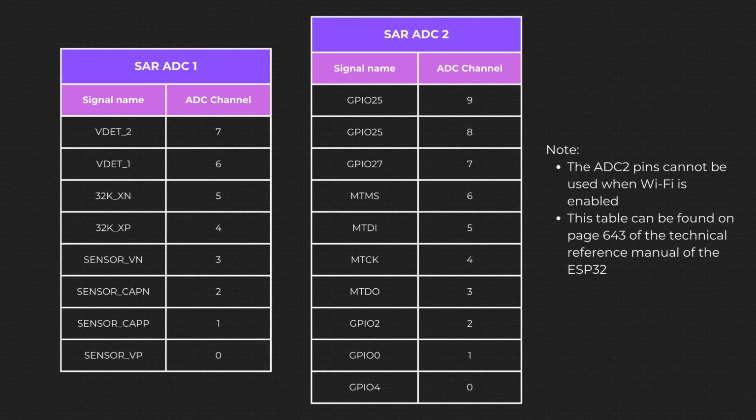When you are working with the ADC pins, they are mapped to different channels as shown here. The first ADC unit has 8 channels and the other has 10 channels. If you can't find which pin corresponds to which signal name, you can look it up in the detailed pin list that I put in the description.